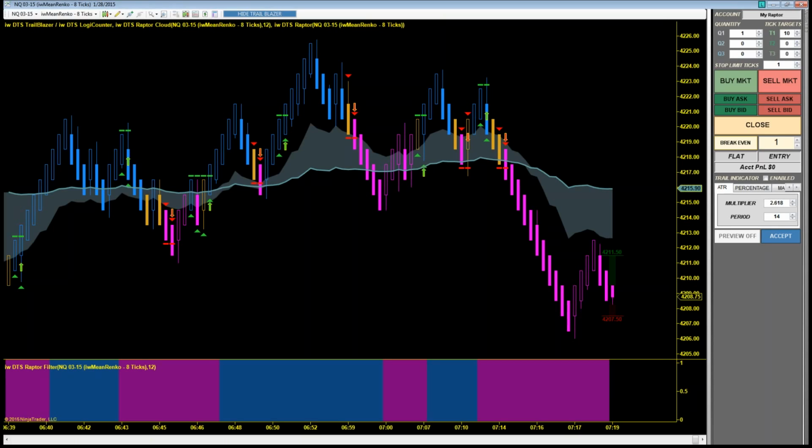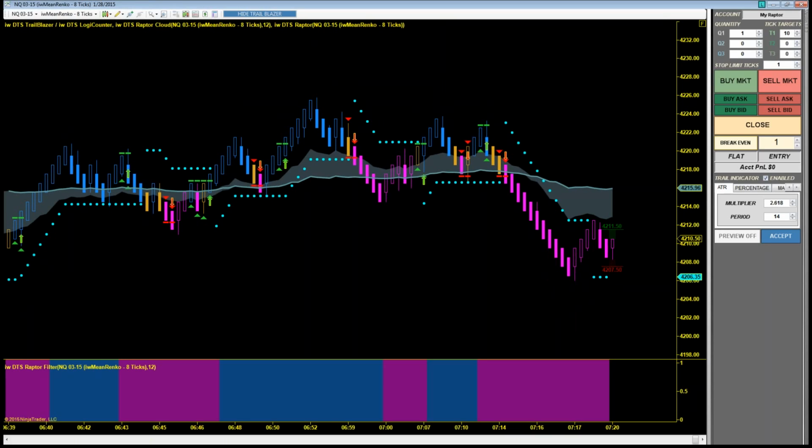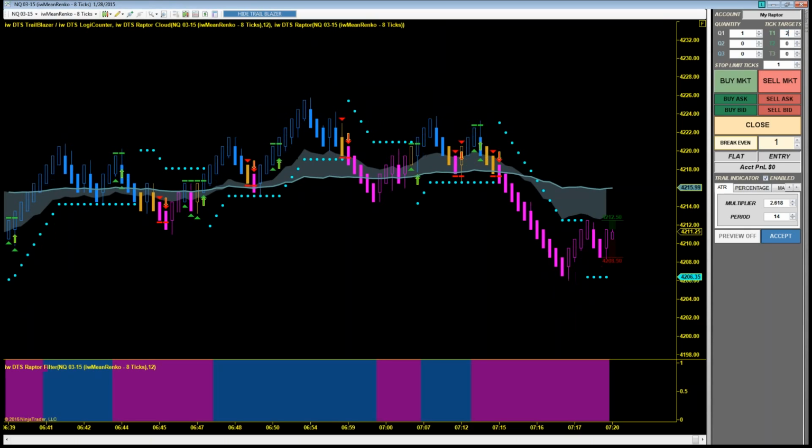On the Raptor, I'm featuring a slightly different version of the Trade Manager. This one is called the Trailblazer, and you'll see that it's almost the same, except it does not have the risk component to it. What we've done with the Raptor is we've stripped it down a little bit to give you a little bit more automation on the entry side.